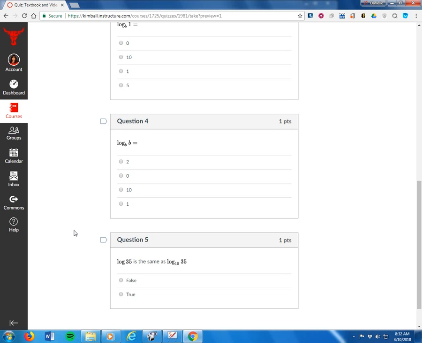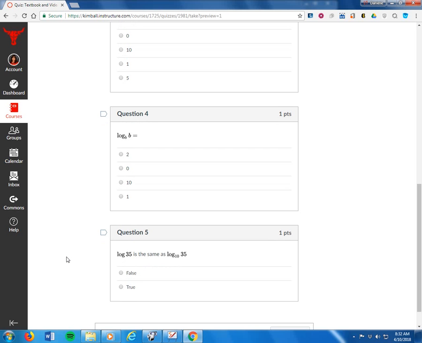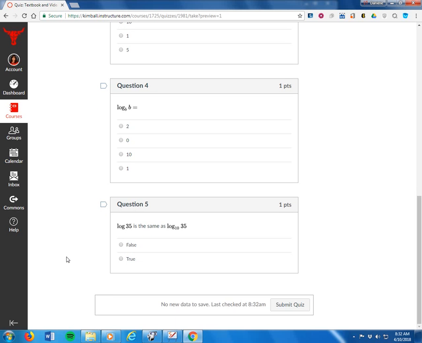And log base, well, there's no base. Log of 35 is the same as log base 10 of 35. True. That's called the common log. Okay? Questions on that or anything else? Okay.